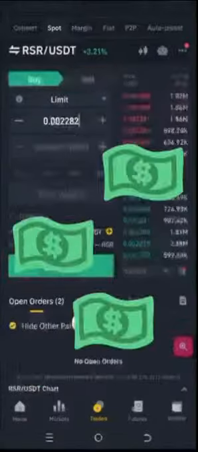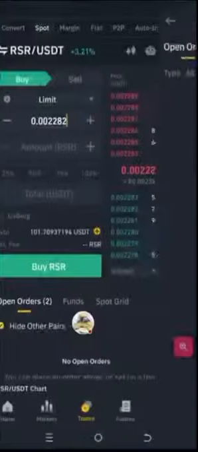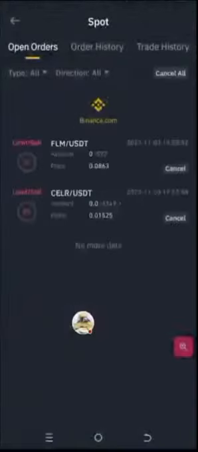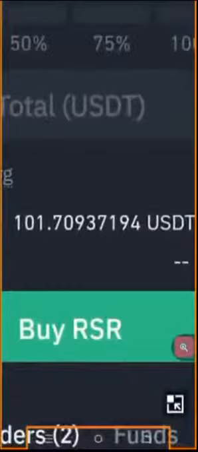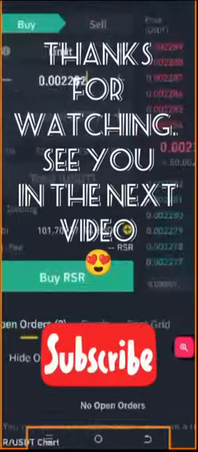RSR, money has been made. Can you see this? Yeah, money has been made. Let's go back and see. Yeah, so we have $1.70. So it was a $1 profit before, and now we have 70 cents.